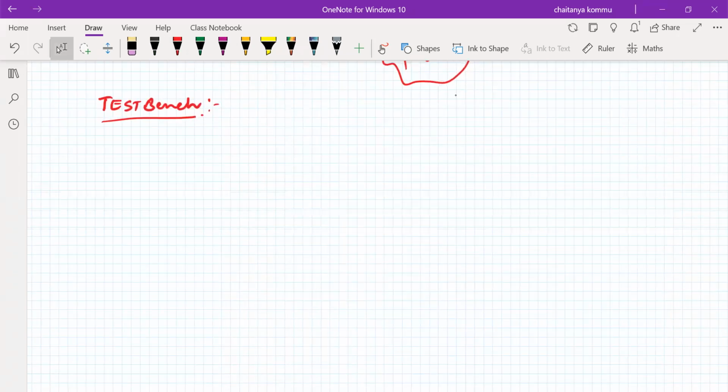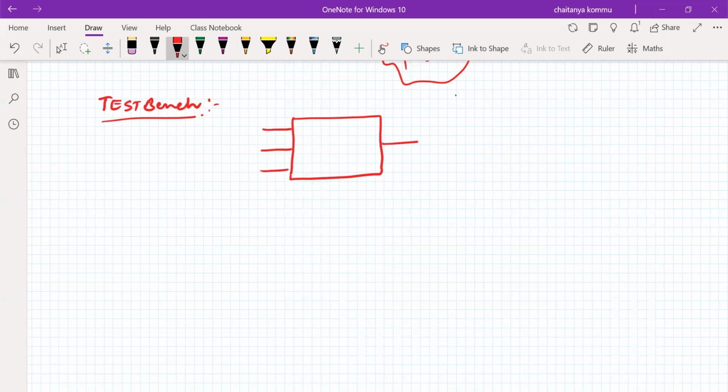Test bench, what does it mean? For example, here we have a hardware with inputs A, B, C, and we are generating Y. How do we test this hardware? That's important. What do you mean by testing this hardware? It means we have to apply A, B, C values and verify the output Y.